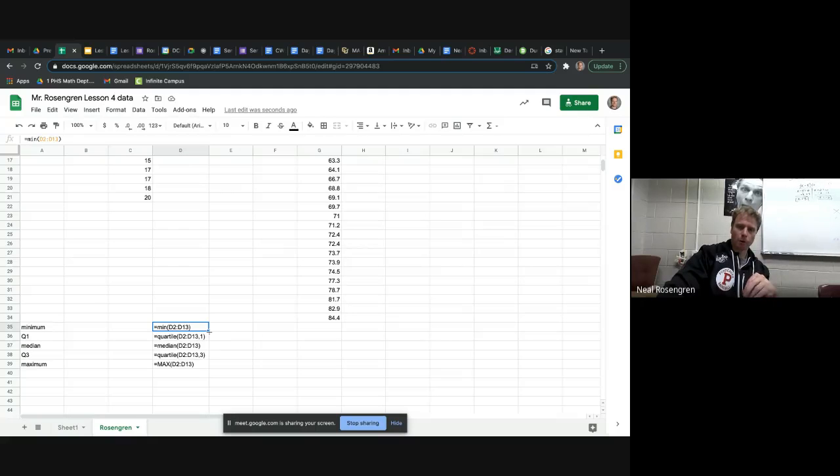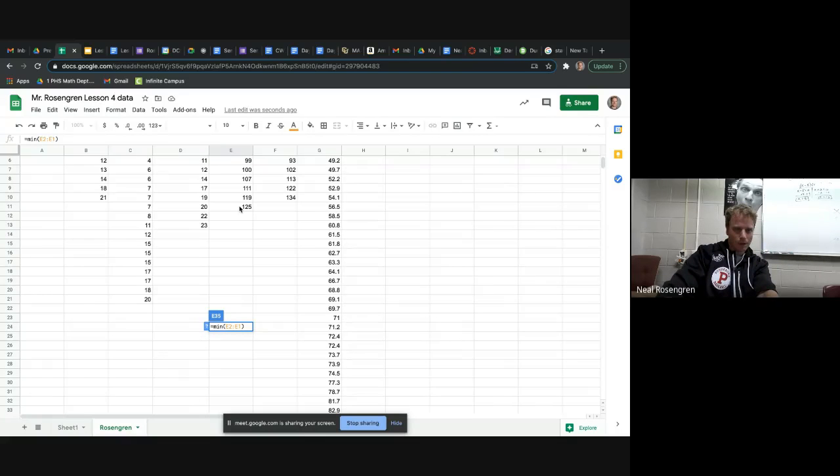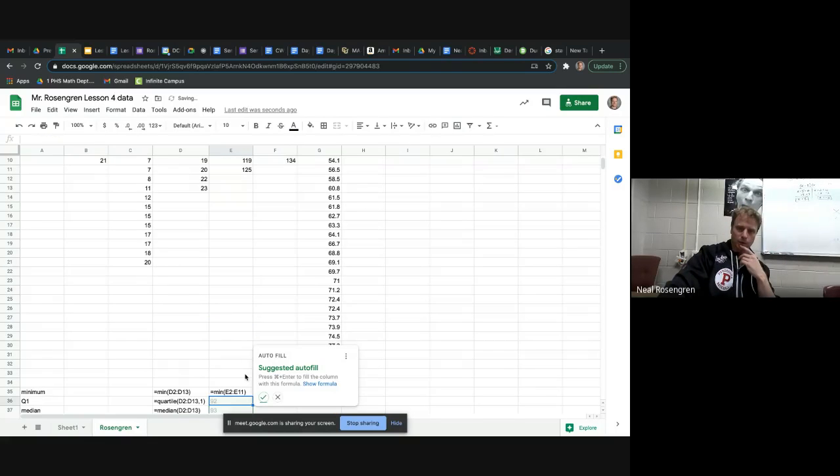The problem with clicking and dragging this across is it's always going to be E2 through E13 and F2 through F13 and G2 through G13 because it's picking the same size data set, but we have different size data sets here that we have to mess around with. So all you'd have to do really is come in here and fix that last number. Oh, it doesn't go to 13. It only goes to 11. And you can see the border around that. Boom. Now it's picking the right one.